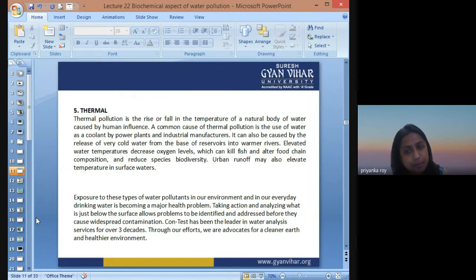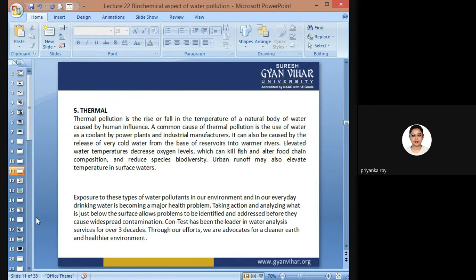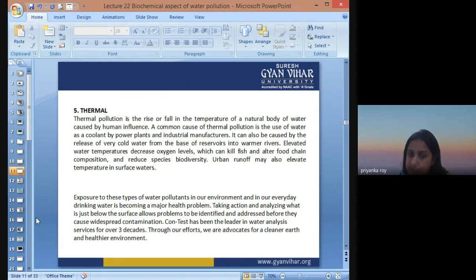A common case is water being used as a coolant in a thermal power station or nuclear power station. Water coming out from there is generally warmer than the natural water body. When it is released there, it will affect the marine life, because hot or warm water has a low capacity for carrying oxygen.